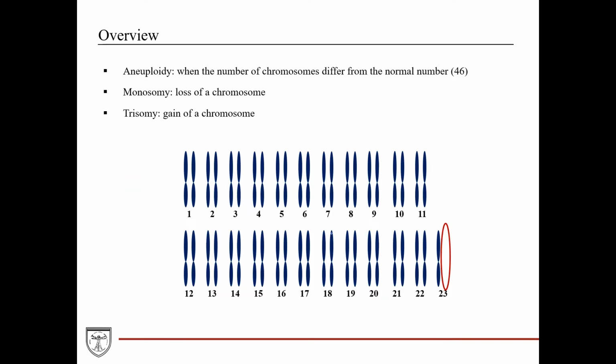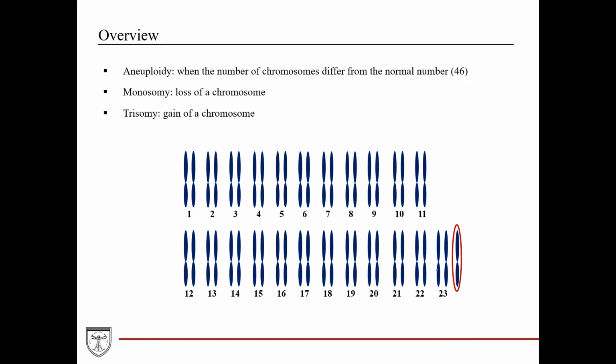Now, monosomy is when you have a loss of a chromosome. Could be one chromosome, could be more than one chromosome. So in this case, we've lost one chromosome, so now we have 45 total chromosomes. And then trisomy is the gain of a chromosome, and so in this case, you can see we've gained a chromosome, so now we have 47 chromosomes. And as a result of this, when you lose or gain a chromosome, that's when you can cause these genetic syndromes that we'll talk about in the next few slides for the rest of this lecture.